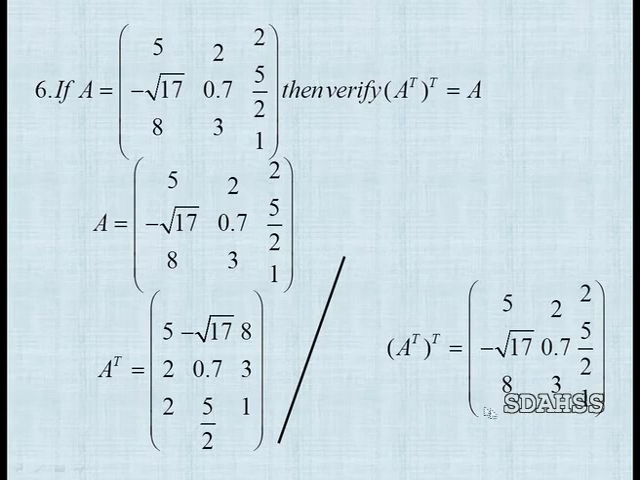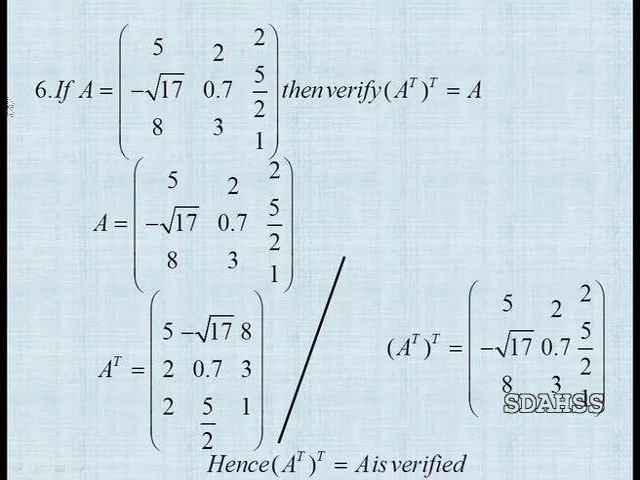Now you compare the matrix A and (A transpose) transpose. Compare the answers A and A transpose of transpose. Then both are equal. Then you have A transpose of transpose equal to A, hence verified.